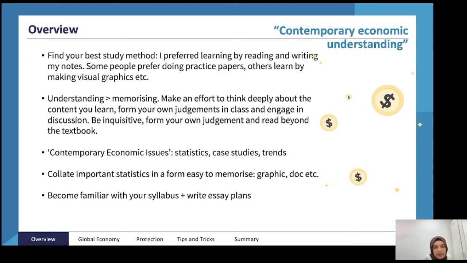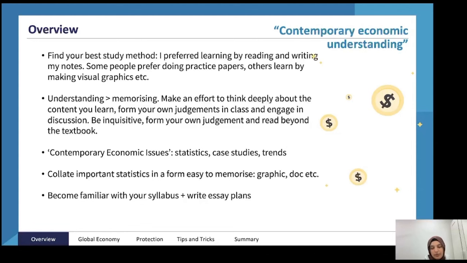After that, we've got contemporary economic issues. This includes statistics, case studies, trends, etc. Collate the important stats in a form easy to memorize, for example graphics, or documents, like having a separate document for all your stats. If you don't already, I would highly recommend doing that. And become familiar with your syllabus and write essay plans.